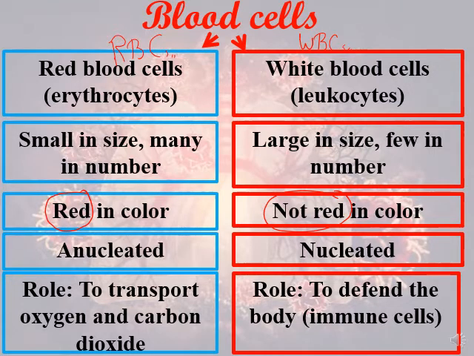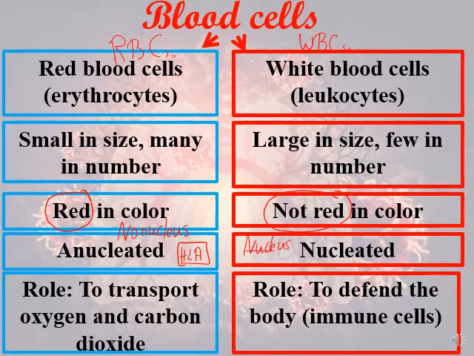Red blood cells are anucleated, meaning that they are without nucleus, no nucleus. That's why we can do blood transfusion, because they don't have a nucleus, meaning that they don't have HLA. Remember about HLA, human leukocyte antigen. While the white blood cells are nucleated, meaning that they have a nucleus.